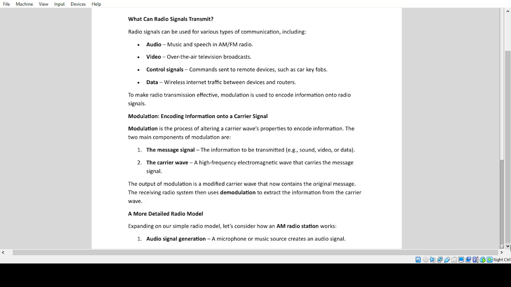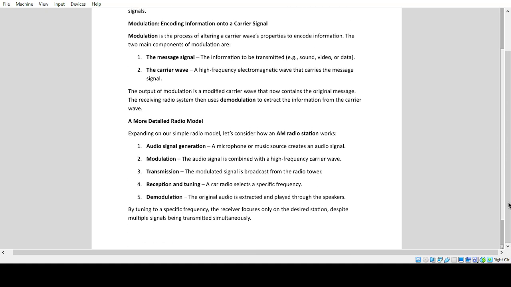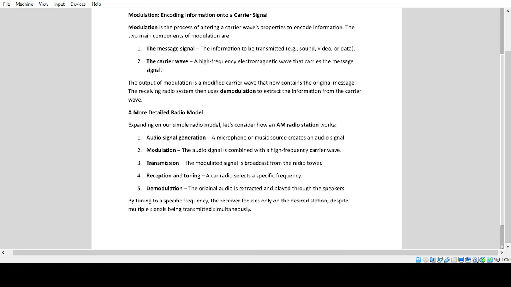The output of modulation is a modified carrier wave that now contains the original message. The receiving radio system then uses demodulation to extract the information from the carrier wave. A more detailed radio model.